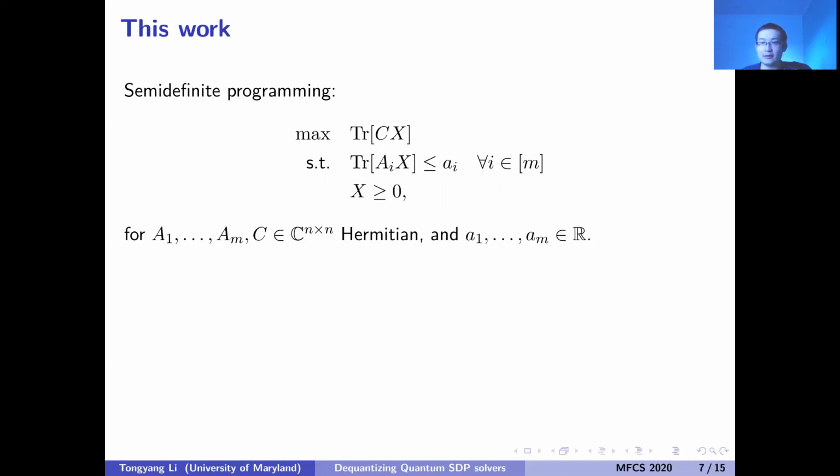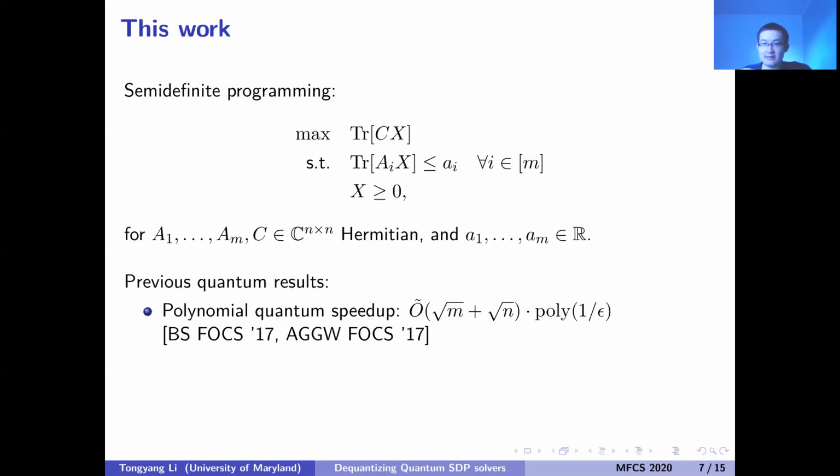Here, as a normalization constraint, we require all the matrices Ai, and also the matrix C, to have spectral norm at most 1. So it's basically a normalization constraint. Previously, this was a very important topic in the study of quantum TCS, and the quantum literature has discovered that we can achieve some polynomial speedup compared to the best known classical algorithms.